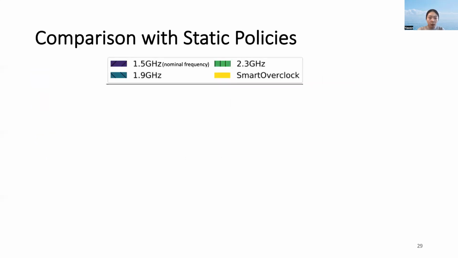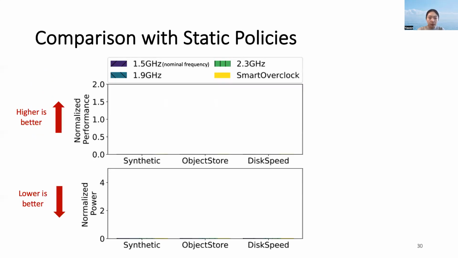For SmartOverclock, we compare it with static policies at fixed frequencies of 1.5, 1.9, and 2.3 GHz, where 1.5 GHz is the nominal frequency. The SmartOverclock agent can dynamically choose among these 3 frequencies. The top plot shows the workload performance and the bottom plot shows the power usage, both normalized to the values of the workload when it is run at the nominal frequency setting.